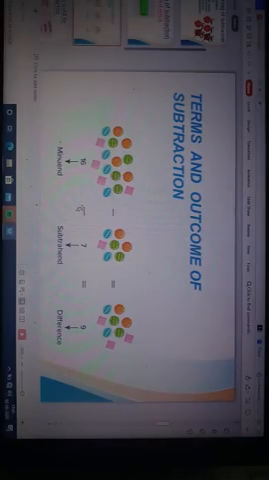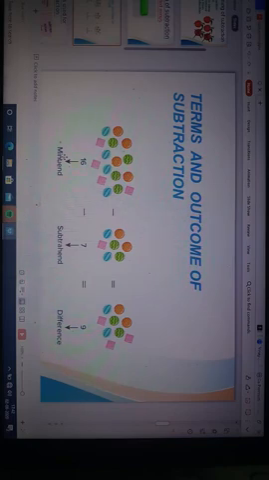Now next is terms and outcome of subtraction. It means, what do we call the numbers used in subtraction? The number which is bigger is written first and is called minuend.